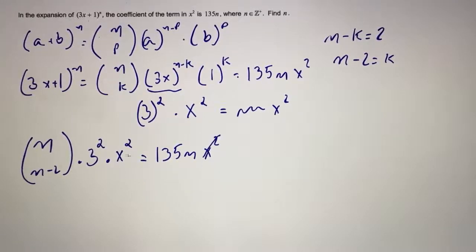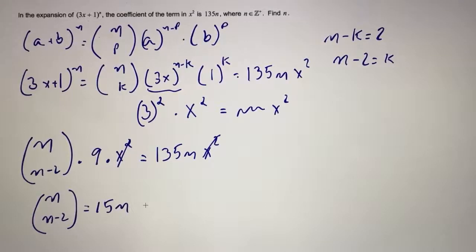So I can cancel these x squareds because I don't care about them right now. 3 squared is equal to 9. So I'm going to rewrite this as 9. And if I send this dividing, I get that n choose n minus 2 is equal to 15n. Okay, so we're almost there. How do I find n choose n minus 2?